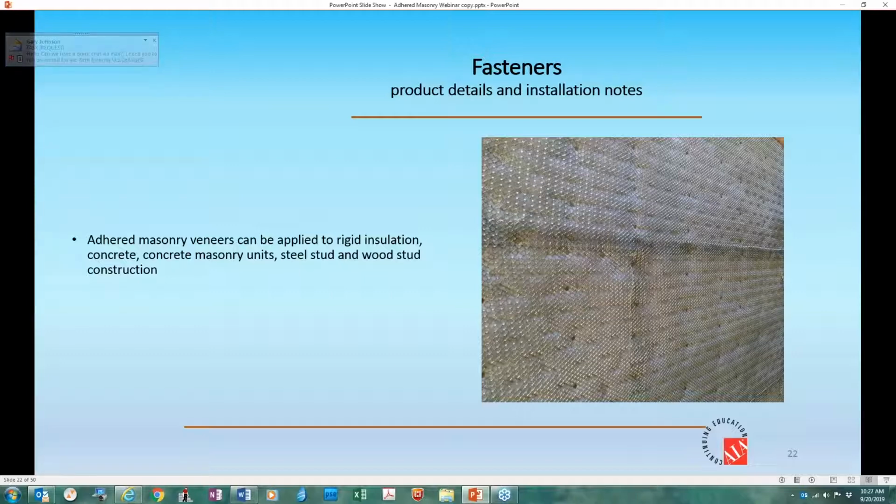You can't monitor how tight they go. You can't monitor if you're blowing out the back of the block. That's why I don't like it. But they are allowed to be used. They are very economical.